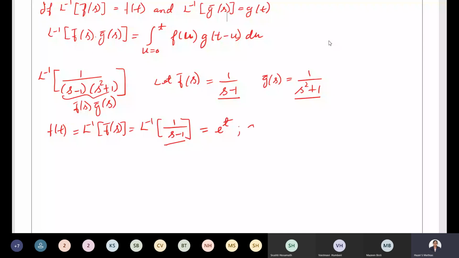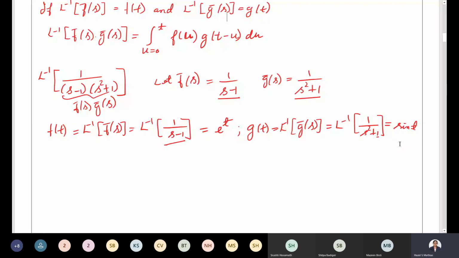Then next find g of t. What is g of t? L inverse of g bar of s. What is L inverse of 1 divided by s square plus 1? What is the inverse Laplace transform of 1 by s square plus 1? Sin t. Yes, sin t. Here a is 1, correct? So this will be sin t by 1, which is nothing but sin t.